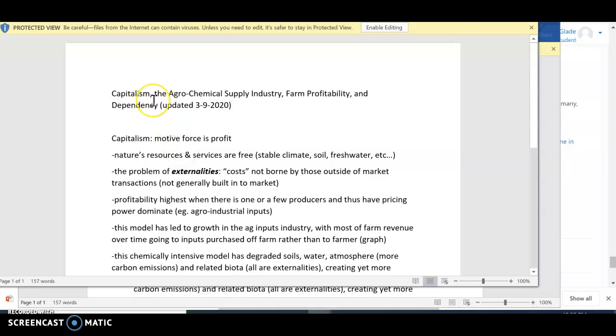Capitalism, the agrochemical supply industry, farm profitability, and dependency. So within the broader capitalist system that we live in, the motive force is profit. On the other hand, nature's resources and services are free. So the problem of externalities is where costs are not borne by those in the market transactions. They're not generally built into the market.